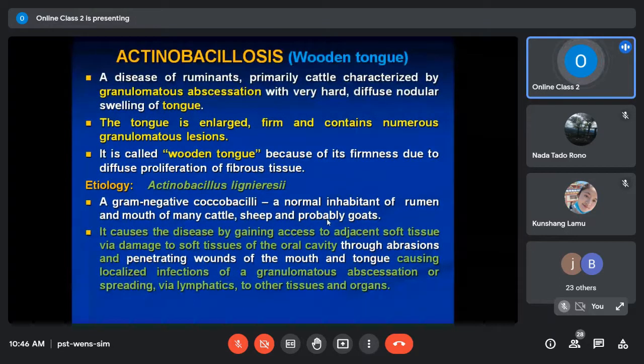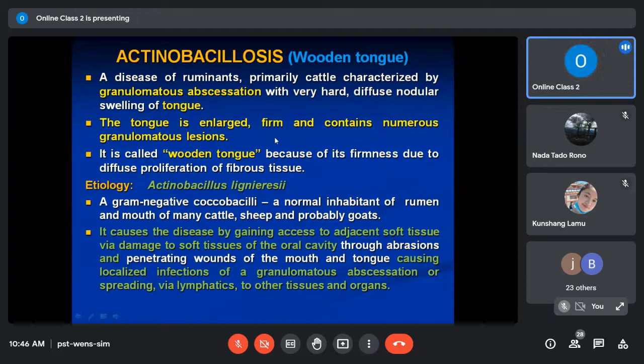It is affected in the mouth cavity, and this bacterial disease mostly affects ruminants, primarily cattle. The characteristic lesion is the formation of granulomatous, chronic abscesses with very hard, diffuse, nodular swelling of the tongue. The tongue becomes very hard, firm and wooden in nature, which is why the synonym of the disease is wooden tongue.